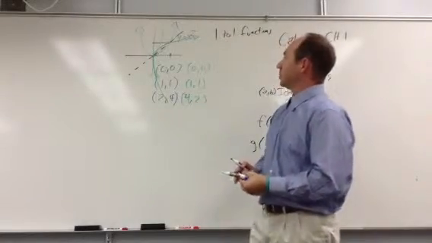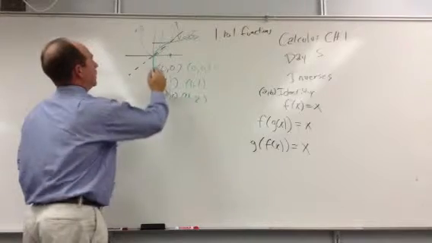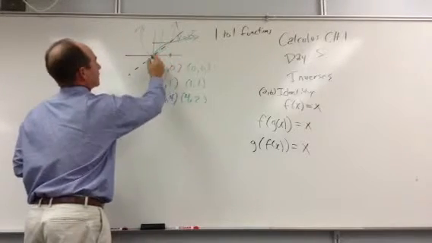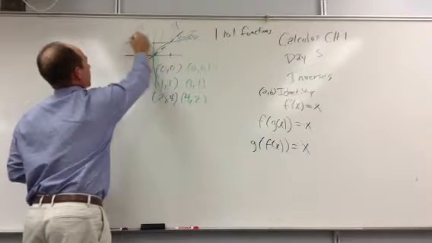And a quick way to check this, well, let's see, wait a second. If I'm over 1 and up 1, I was over negative 1, and I'd be up at 1.